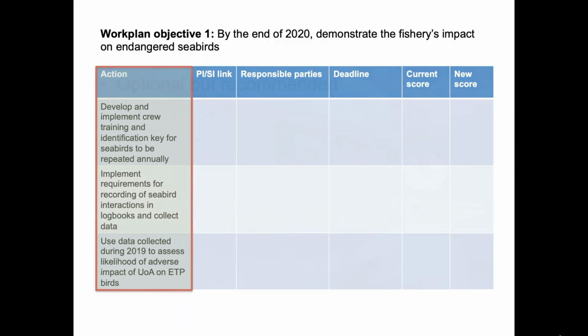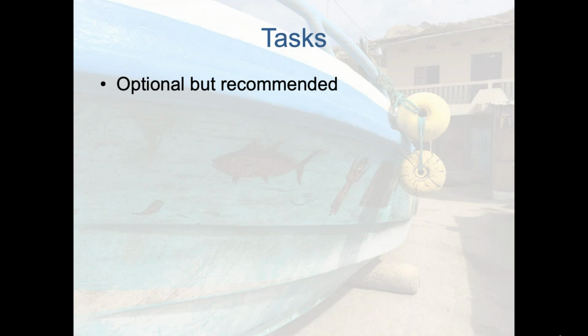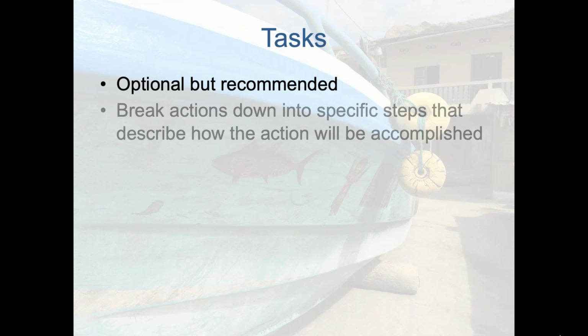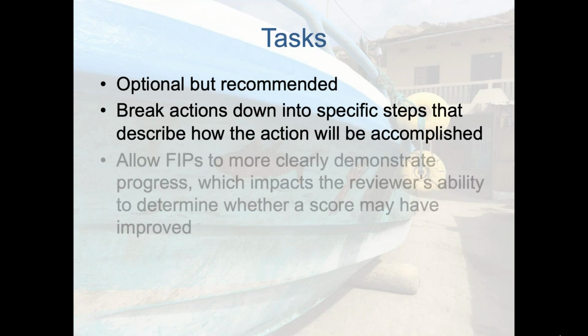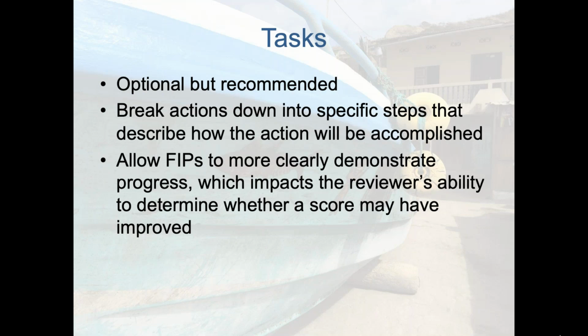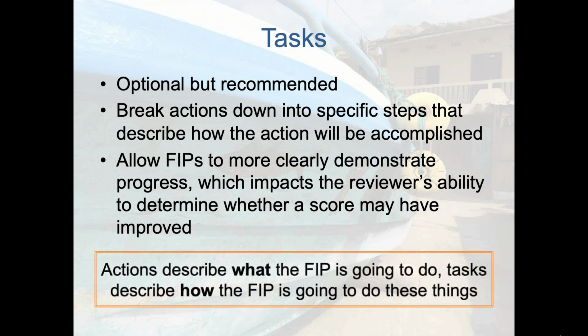So next, we go to tasks. Again, these are optional, but they are recommended. These break down the actions into specific steps that will describe how the action is going to be accomplished. This allows FIPs to better demonstrate the progress that you're making, which therefore, as Jeremy just mentioned, can help the reviewer assess whether or not a score may have improved. And so a straightforward way just to think about the difference between actions and tasks is that the actions should describe what the FIP is going to do, and the tasks will describe how the FIP is going to do those things.